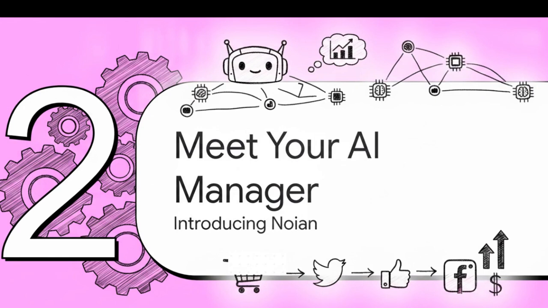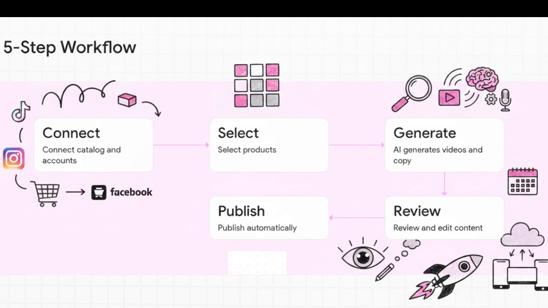Meet Noian, your AI manager. Noian basically takes that entire exhausting pipeline and compresses it into a really effortless 5-step workflow. First, you just connect your Shopify catalog and accounts. Second, select your products. Third, the AI generates the content for you: videos, captions, voiceovers, music, the whole shebang. Fourth, you review it. And fifth, it publishes automatically. You are literally transforming your existing product data into a continuous stream of social content.